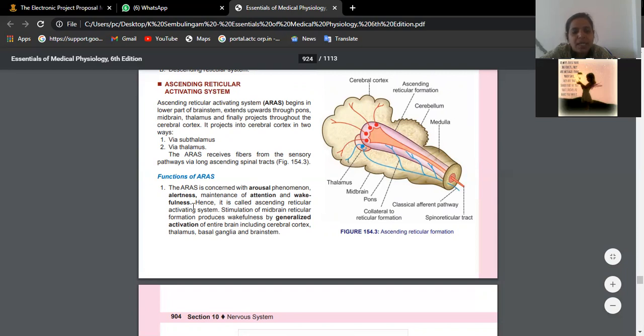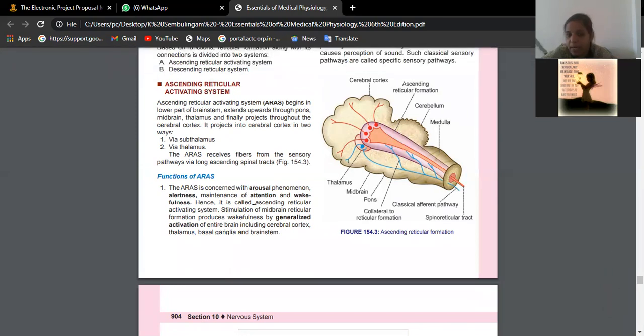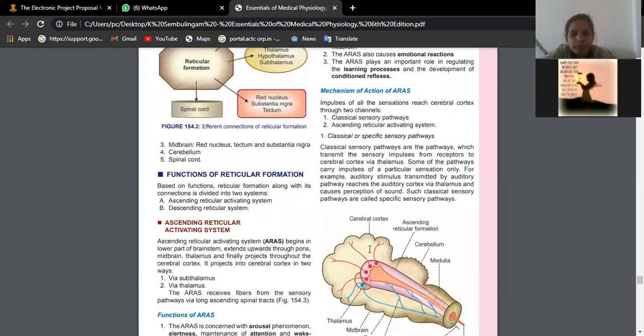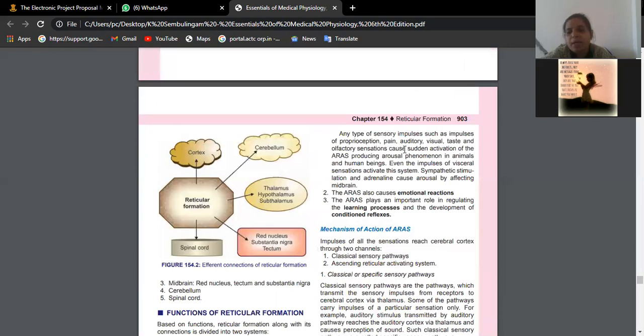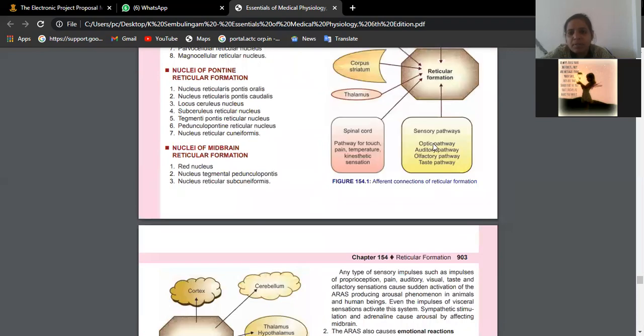Generally it is called the ascending reticular activating system. Suppose you have an exam tomorrow or within two days, you will be very active, alert, attentive, you will not even get sleep. This is all controlled by the ascending reticular activating system. Any type of sensory impulses of proprioception, pain, auditory, visual, taste, all of them are carried through this system, because it is connected to the optic, auditory, olfactory, and taste pathways.